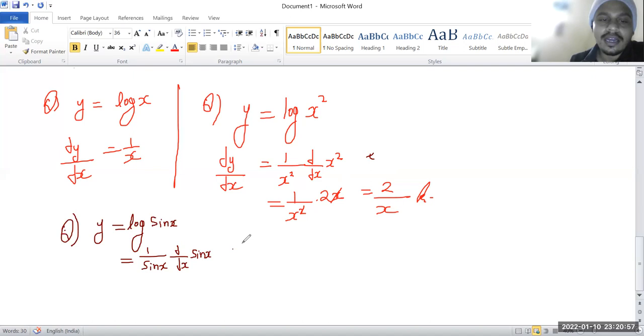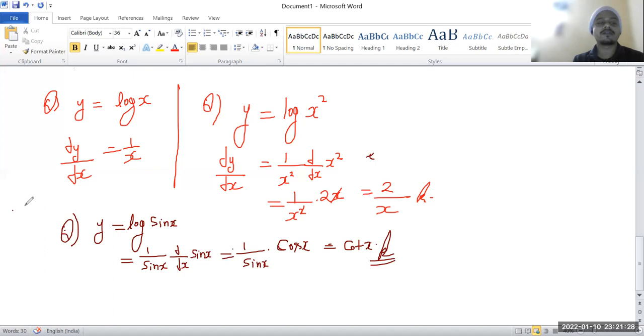Now here 1 by sine x, and if we differentiate sine x, what it is, it is cos of x, and what is the differentiation of x, it is 1, so it is cos x by sine x, and cos x by sine x means cot x, so log of sine x means cot x, this is your answer, okay. So this is the application.